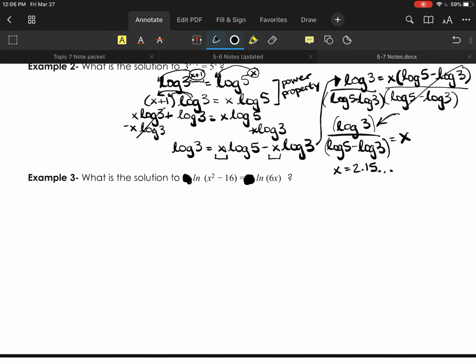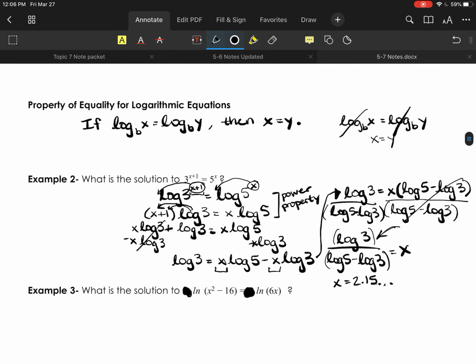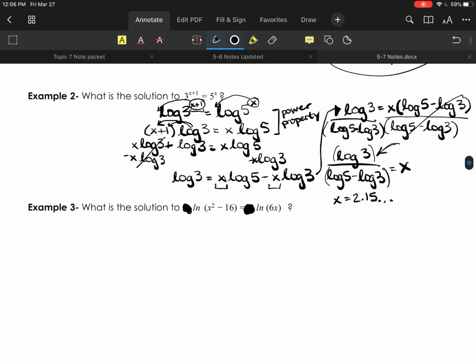This section got a little screwed up. So you have ln of x squared minus 16 equals ln of 6x. Now, this is where you can use the property, equality of logarithmic equations. If I scroll up here, remember this property said that if there's a log equal to a log, I can cross out the logs and just set the arguments equal to each other, which is exactly what we have in example 3. You have ln is equal to ln. So I'm just going to drop out the ln and set my arguments equal to one another.